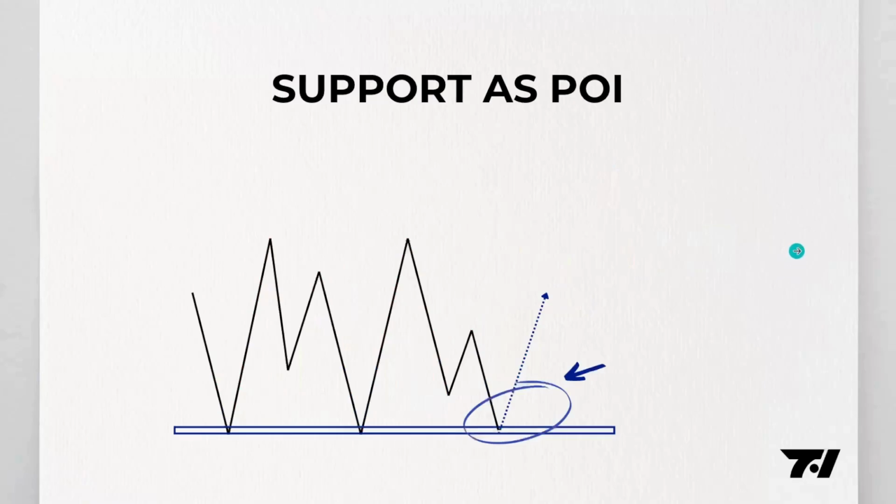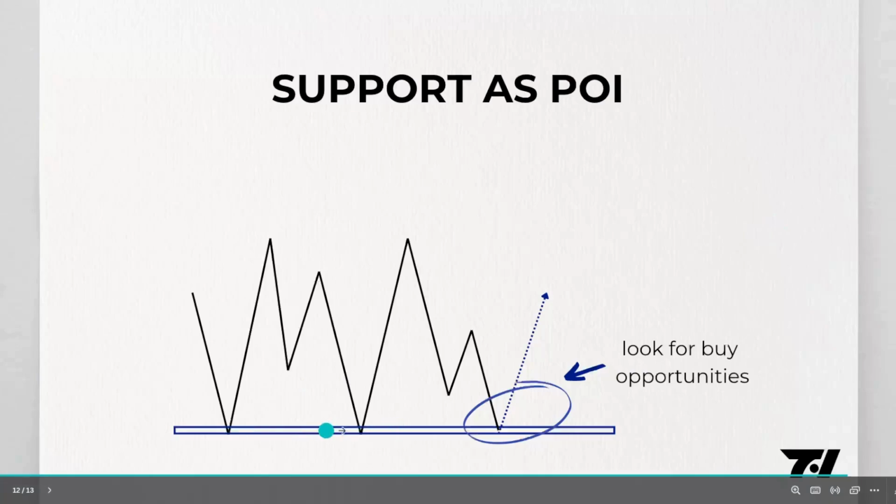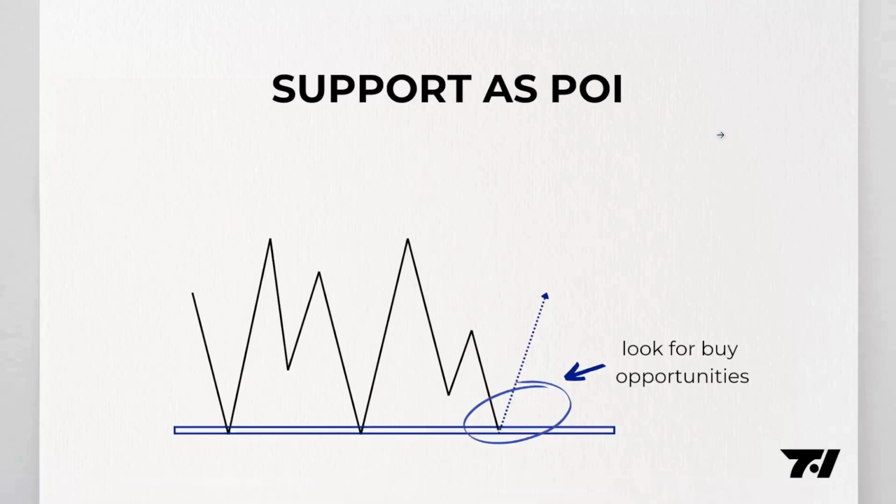Okay, so after we understand what support and resistance is and the types of support and resistance, what do we use support and resistance for? So we use support as POI. POI is short for point of interest. It's a point of interest for you to find buy opportunities. So if this is a clear support area, as you have drawn there, as soon as price hits that support area again, the idea is once you've identified that key level as support, you would want to find buy opportunities in that level.